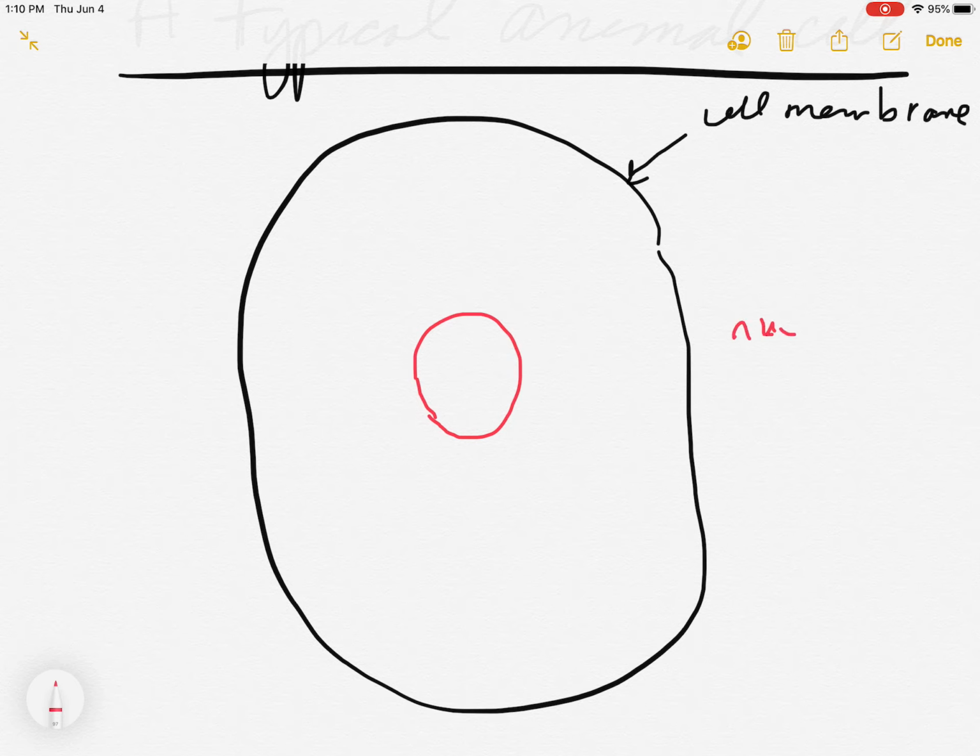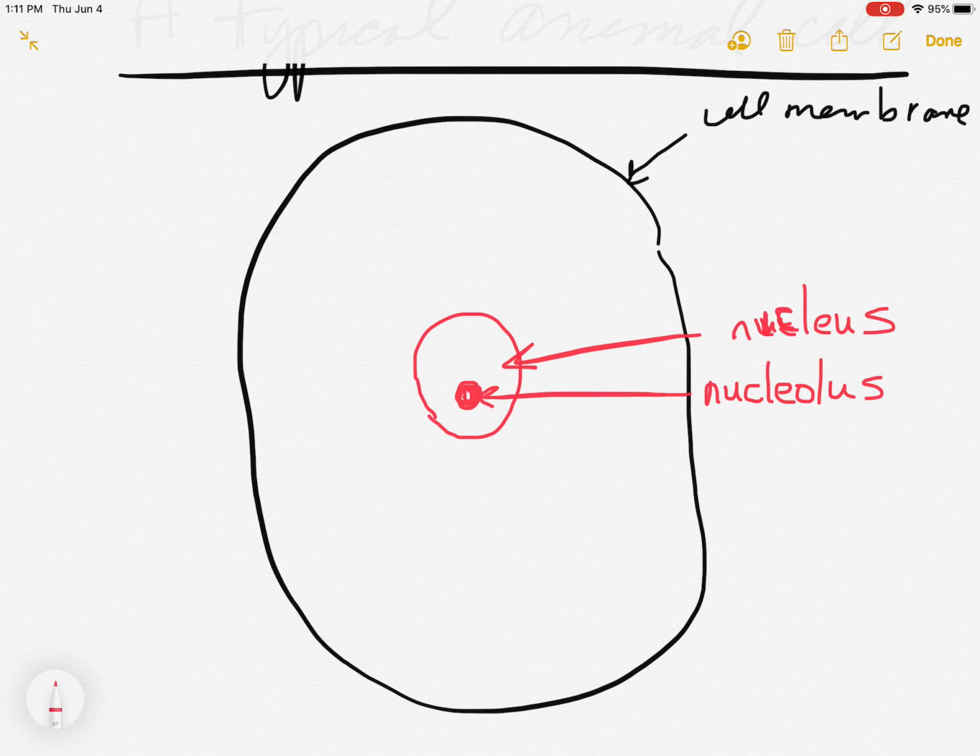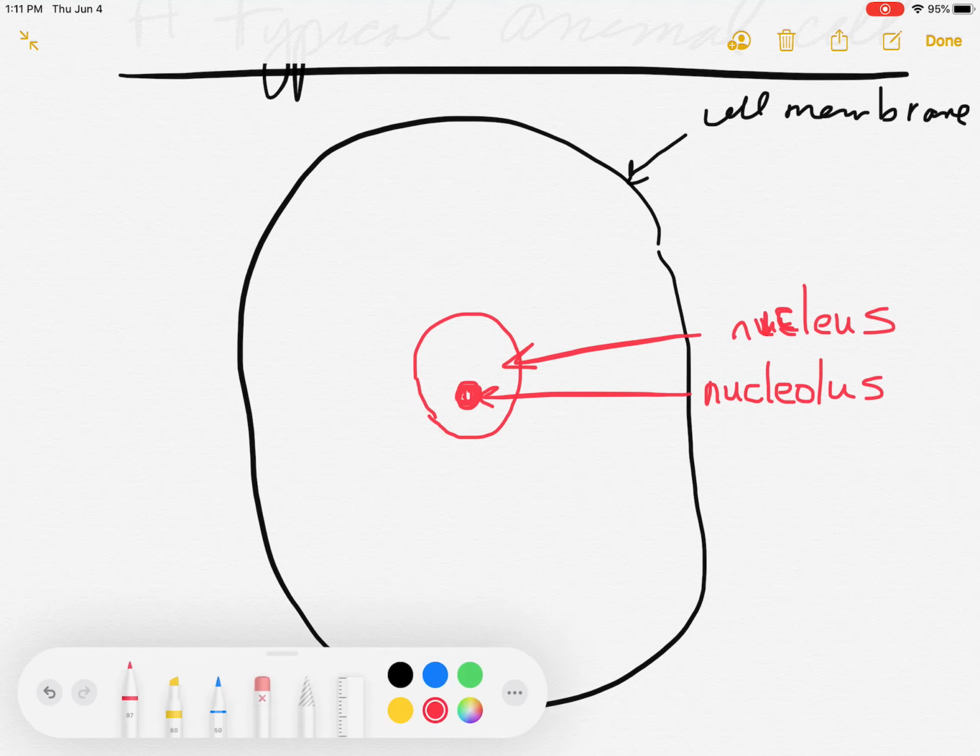And over here we can write nucleus. N-U-C-L-E-U-S. And within the nucleus, there's often a sort of a dark spot, which I'll put also in red because it's very close to it. It's the nucleolus. Okay, and we'll talk more about each of these things and their functions later.